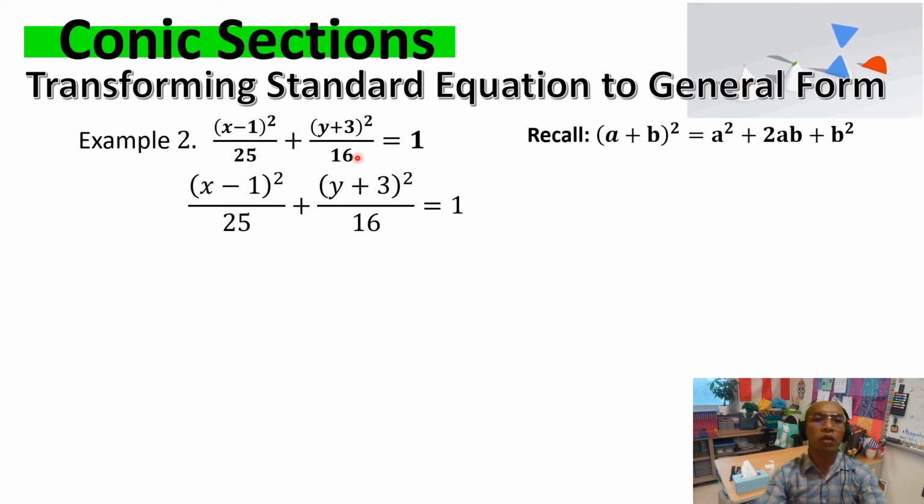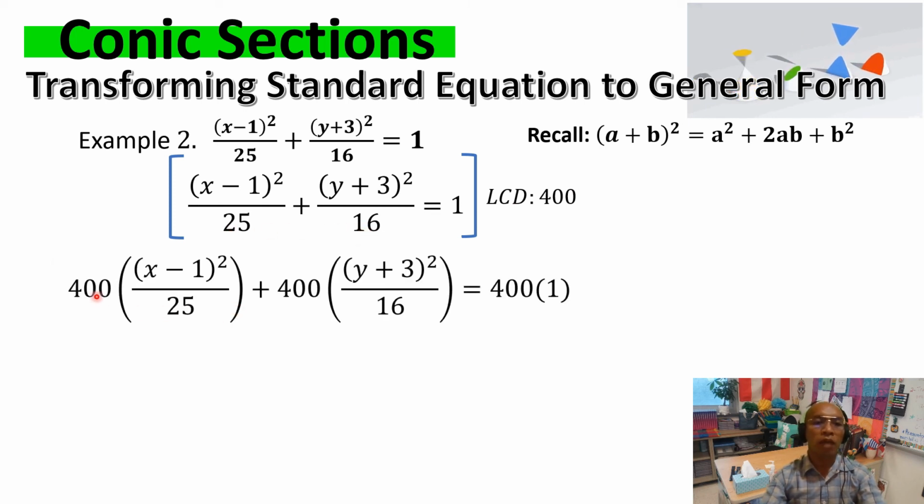Since the equation of the conic is a rational equation, to eliminate the denominators, we have to multiply both sides of the equation by the LCD. So in this case, the LCD of 25 and 16 is 400. So we just multiply 25 and 16. So each term will be multiplied by 400. So this given term will be multiplied by 400. This given term will also be multiplied by 400. And the constant will also be multiplied by 400.